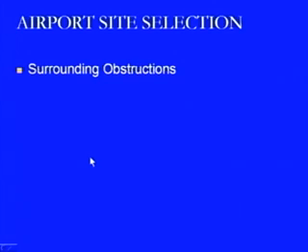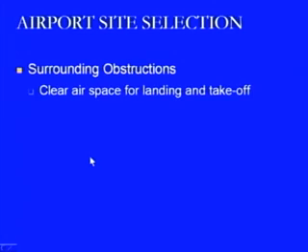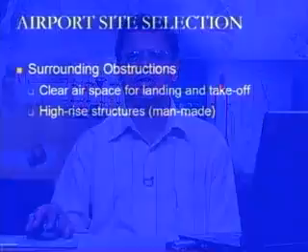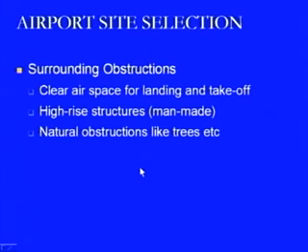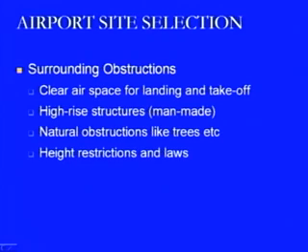Then the nature of the obstructions available in the surrounding area of the airport site is another factor, because we require air space which is clear, so that landings and takeoffs can take place very easily. Therefore, man-made high-rise structures should not be there in the adjoining areas, and that is where the limits on the height of buildings come into the picture, and there are laws by which very high buildings cannot be provided in the vicinity. Sometimes there can be natural obstructions in terms of big trees, so they need to be cleared off if they are coming within the flight path of the aircraft.